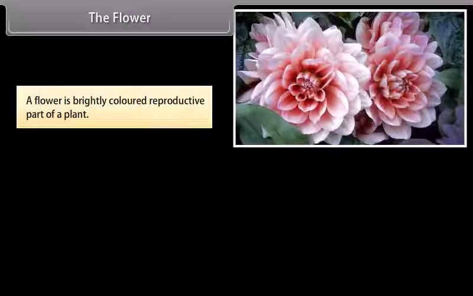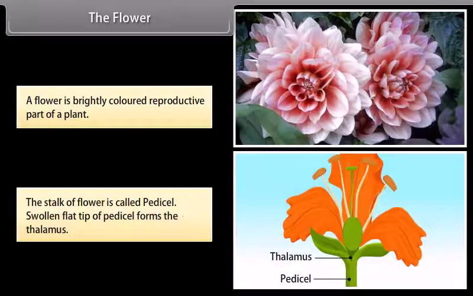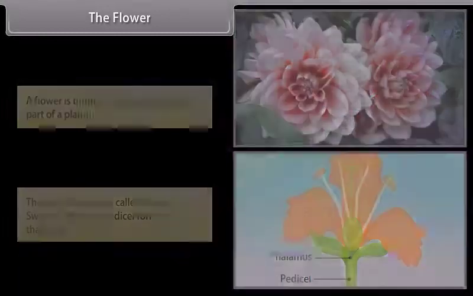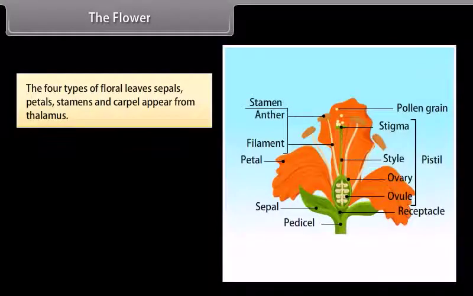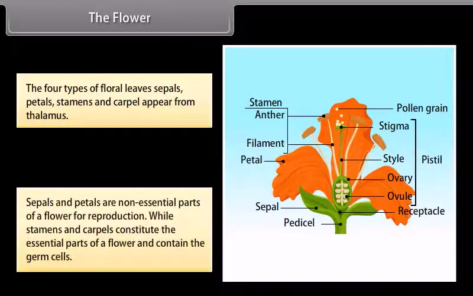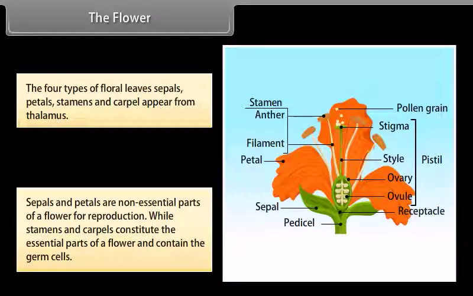The flower. A flower is a brightly colored reproductive part of a plant. The stalk of the flower is called pedicel. The swollen flat tip of the pedicel forms the thalamus. The four types of floral leaves, sepals, petals, stamens, and carpels, appear from the thalamus. Sepals and petals are non-essential parts of a flower for reproduction, while stamens and carpels constitute the essential parts of a flower and contain the germ cells.